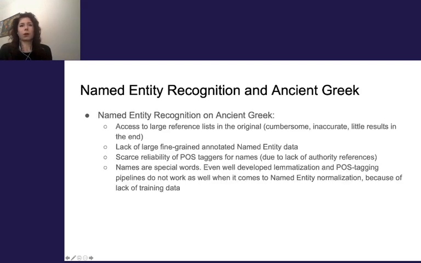There are also a couple of hindrances, a couple of problems that regard specifically the field of named entity recognition for ancient Greek that largely depend on the status of digital scholarship for ancient Greek texts. And particularly, they concern the status of current reference lists. I briefly mentioned this in the previous slides, but I would like to expand on this a little bit for a second.